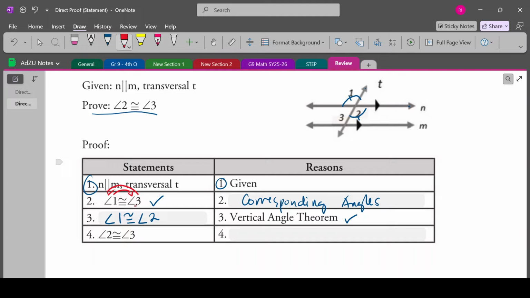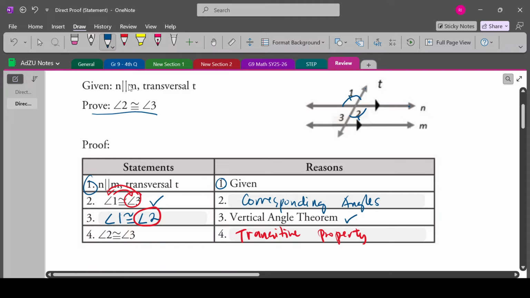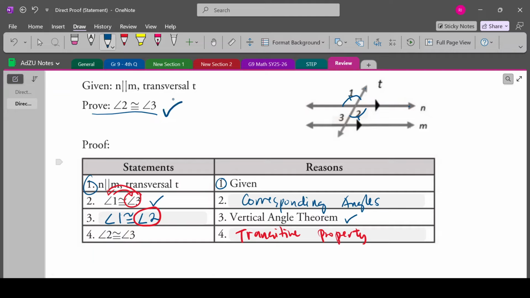So we used angle 2 and angle 3. So again, if iisipin natin angle 1 is equal to angle 3, and angle 1 is equal to angle 2, what would that be? We call that transitive property. Okay, that's it. So we can conclude that this statement over here is true.